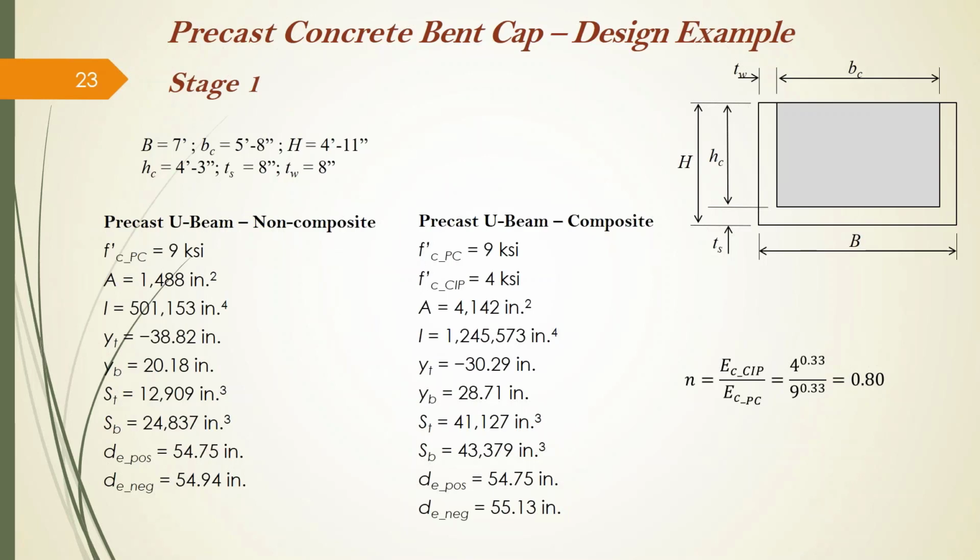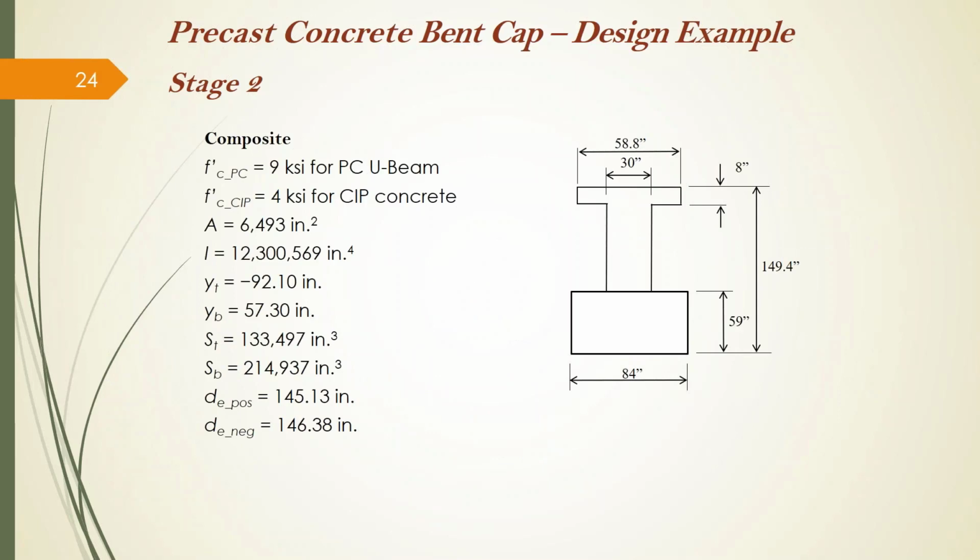Stage 1 basically in this slide is presented where first we are presenting the non-composite sectional properties of the precast U-beam, and also the composite properties of the U-beam where the cast-in-place concrete is poured in there. Next slide, please. Stage 2 are the sectional properties of the full section that includes, as I mentioned, the interior pier diaphragm and part of the deck. Next slide, please.